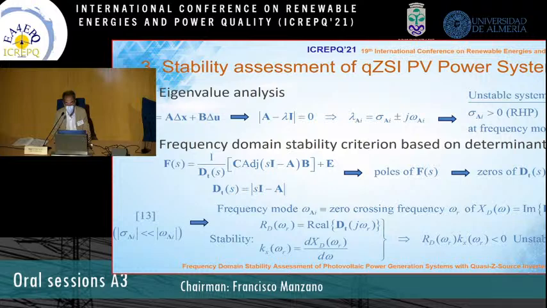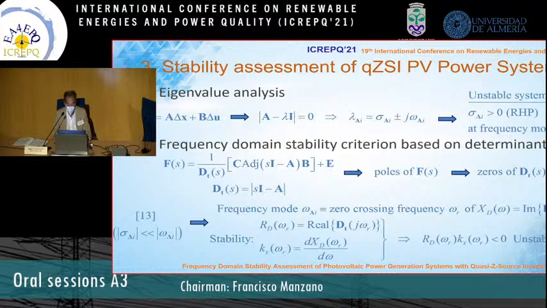At this frequency, we can determine the real part of the determinant and the slope of the imaginary part. And if the product of this real part and the slope is negative, we can assert that the system is unstable.